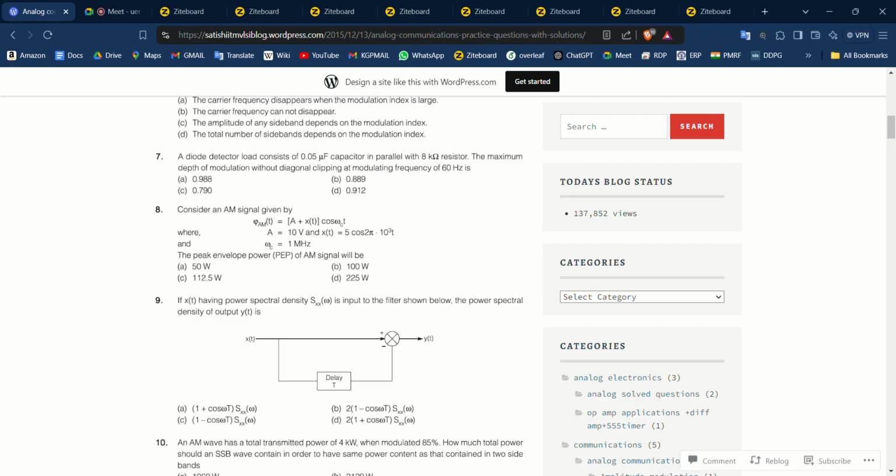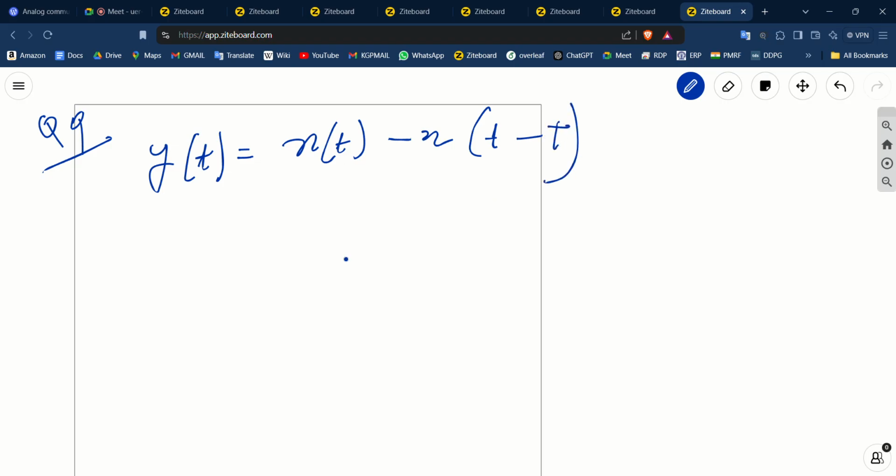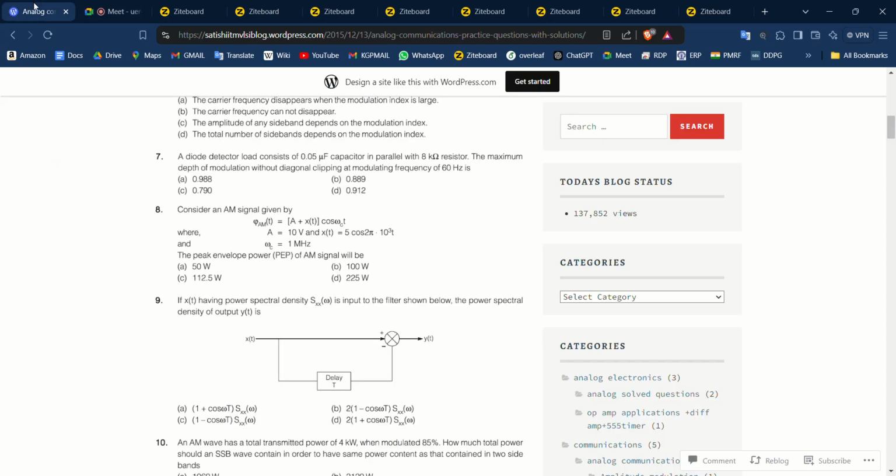So we have two components in the output. One is the x(t) itself and another is a delayed version of x(t). So y(t) is equal to x(t) minus x(t minus T). This is y(t).